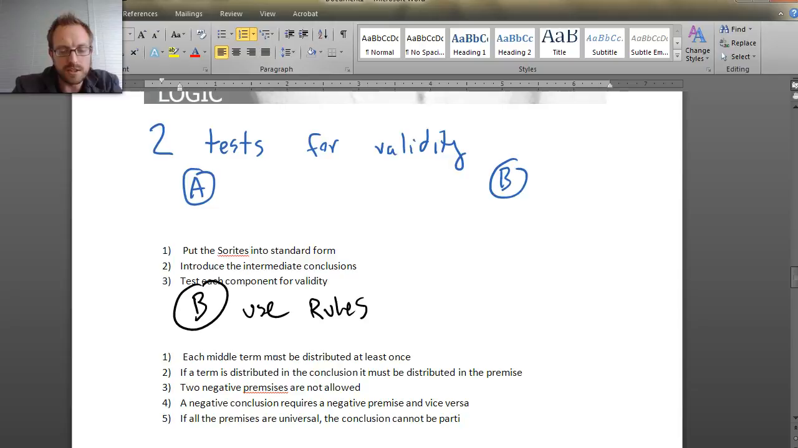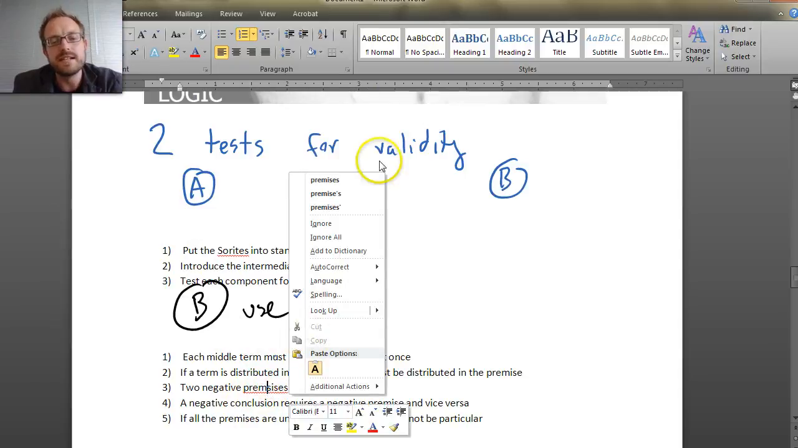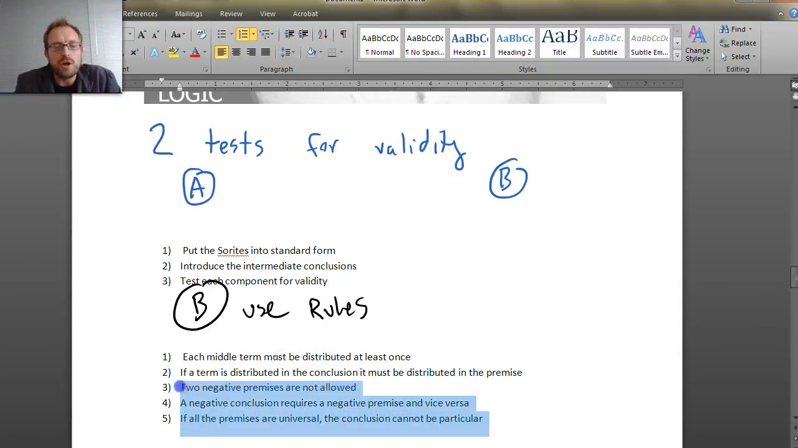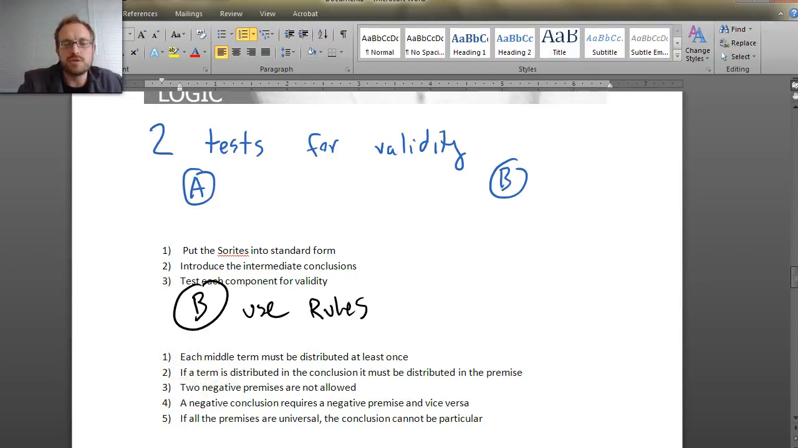cannot be particular. Now, the caveat with that fifth rule, of course, as we learned in our previous lessons here, is that it is possible to have a conditionally valid argument that does have a universal premise. So this fifth one is really the test for Aristotle. You'll notice that pretty much all of these are the same, except this first rule, which is each middle term has to be distributed at least once. Okay? So these are the basic 2 tests for validity.